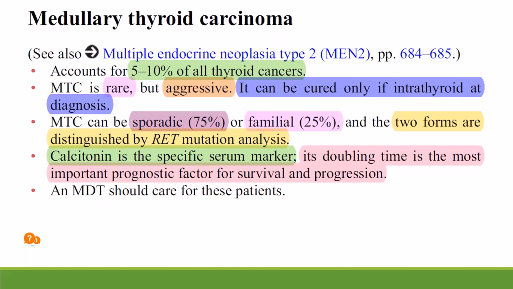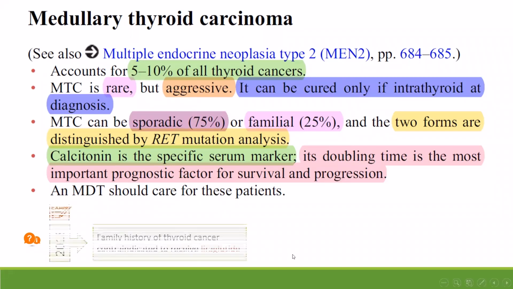About 75% are sporadic, 25% are familial, and the two forms are distinguished by RET mutation analysis. Calcitonin is the specific serum tumor marker. Its doubling time is the most important prognostic factor for survival and prognosis.